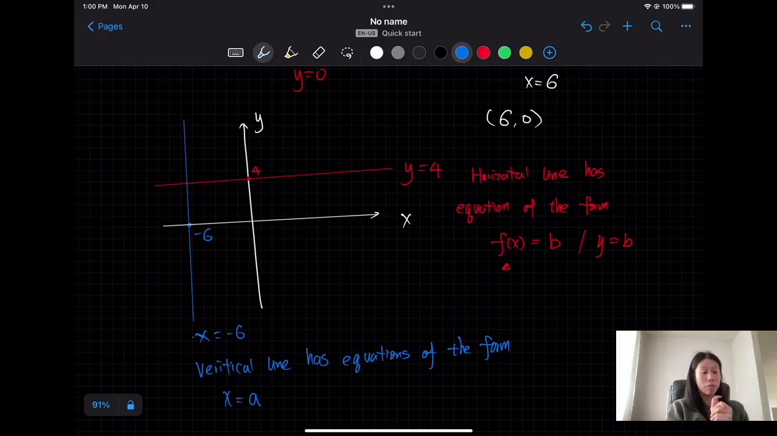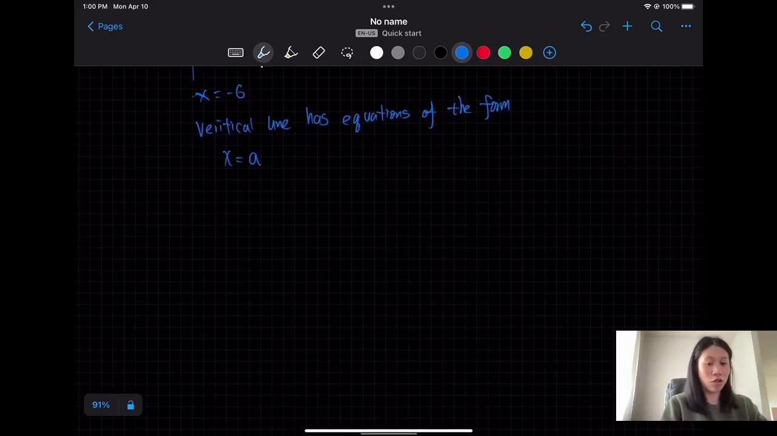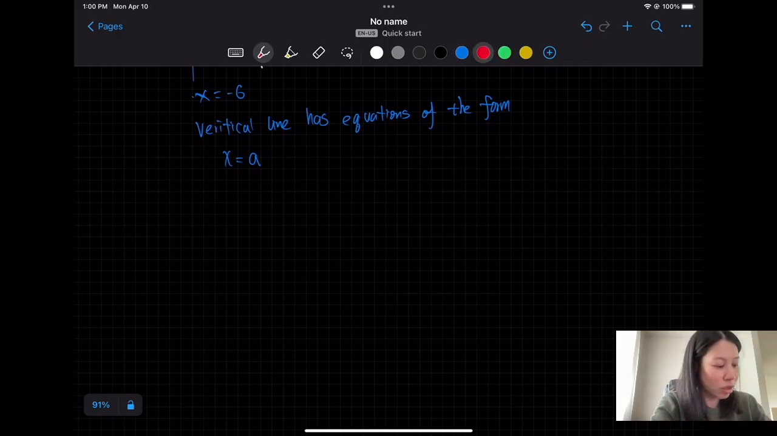Another important concept of the graph of a linear function is parallel lines. Two lines are parallel if their slopes are equal. That's the definition.